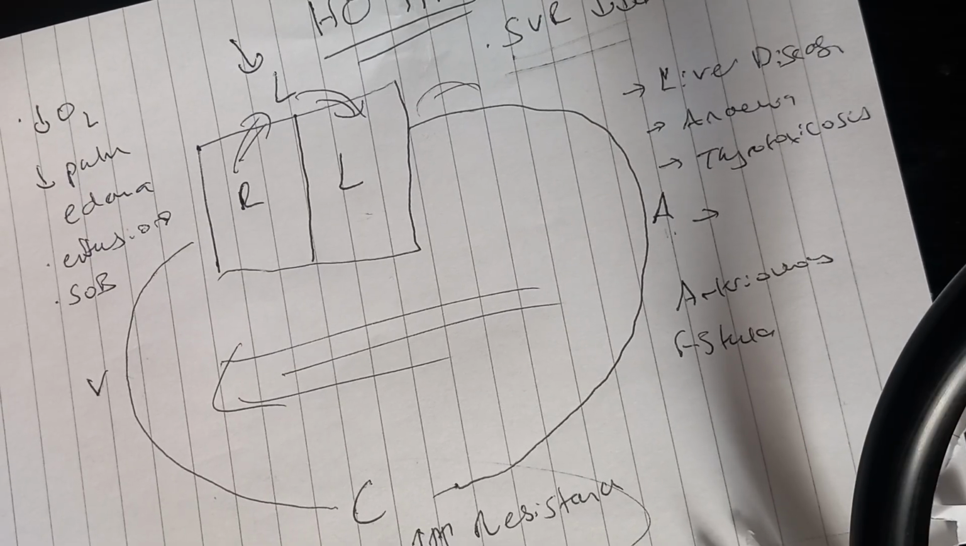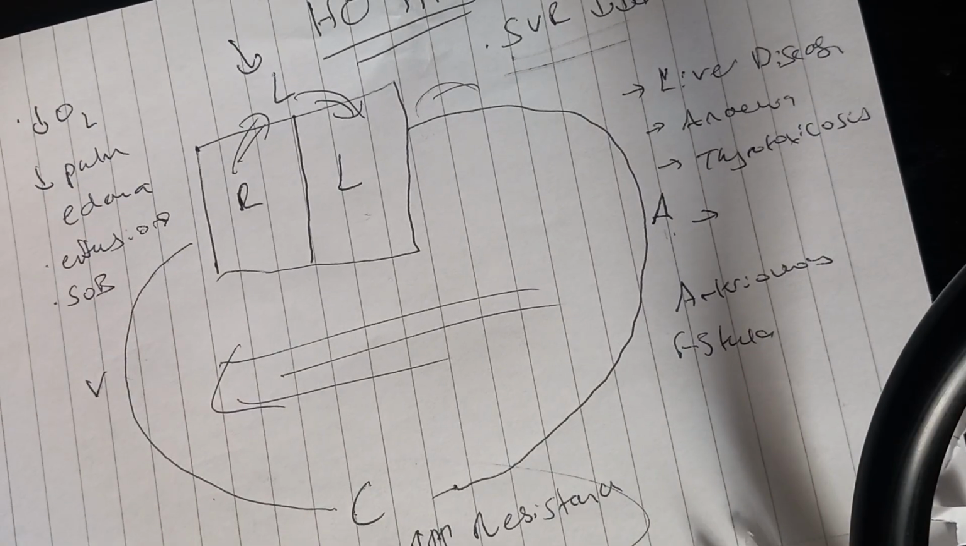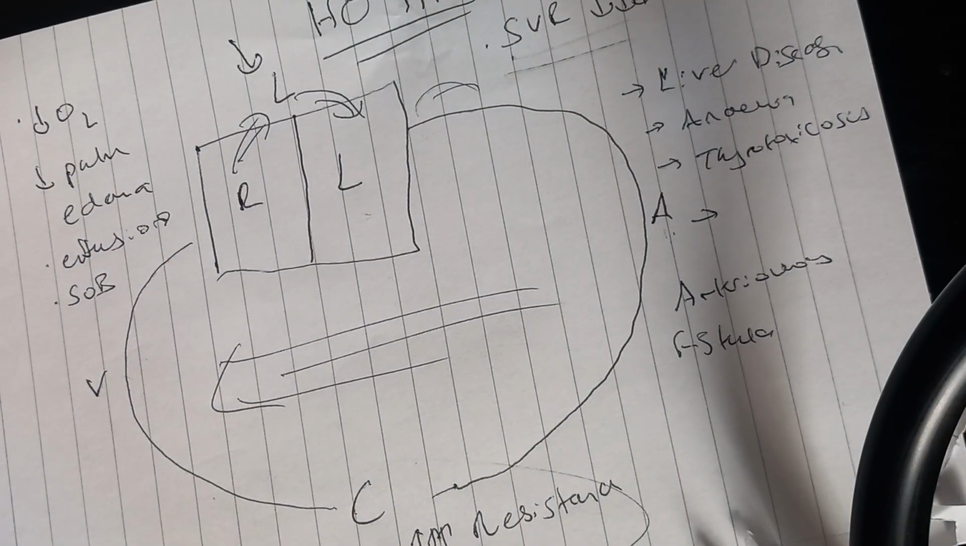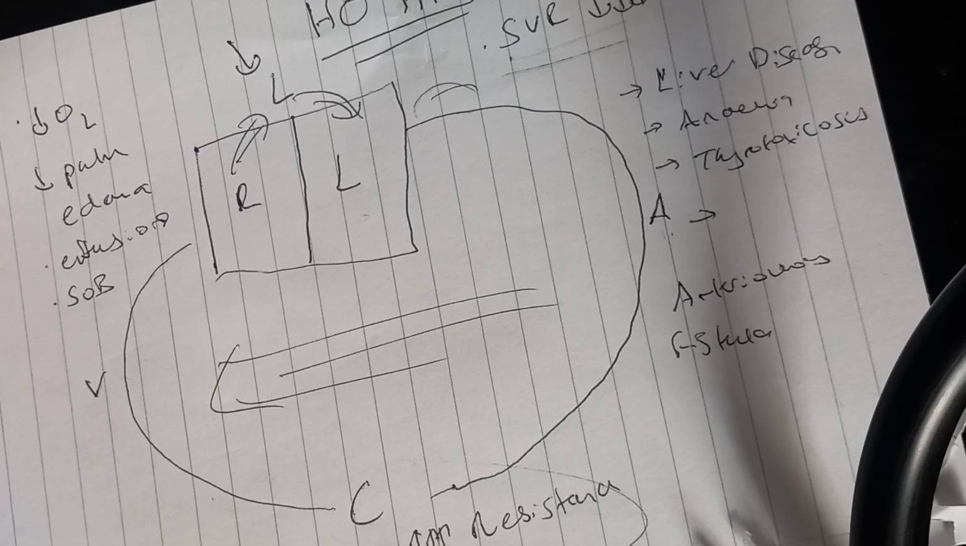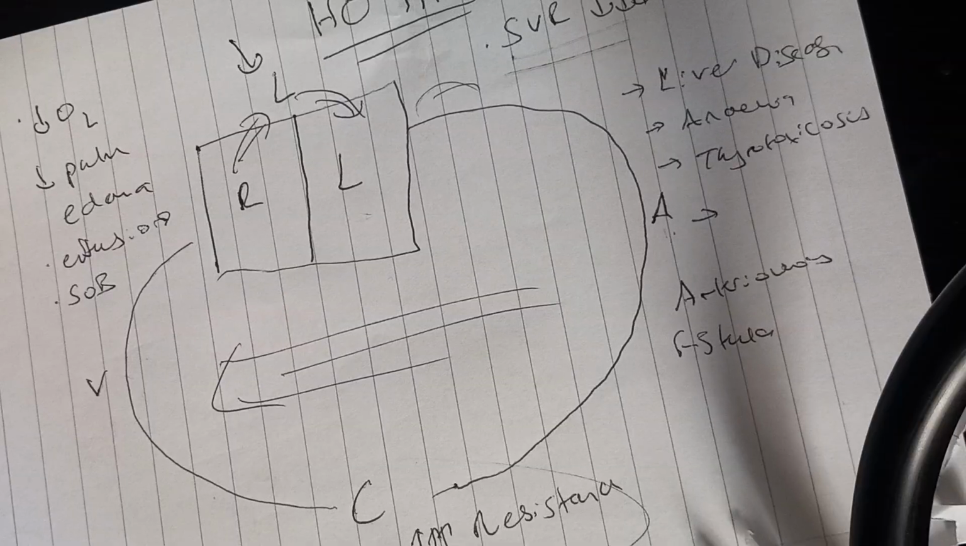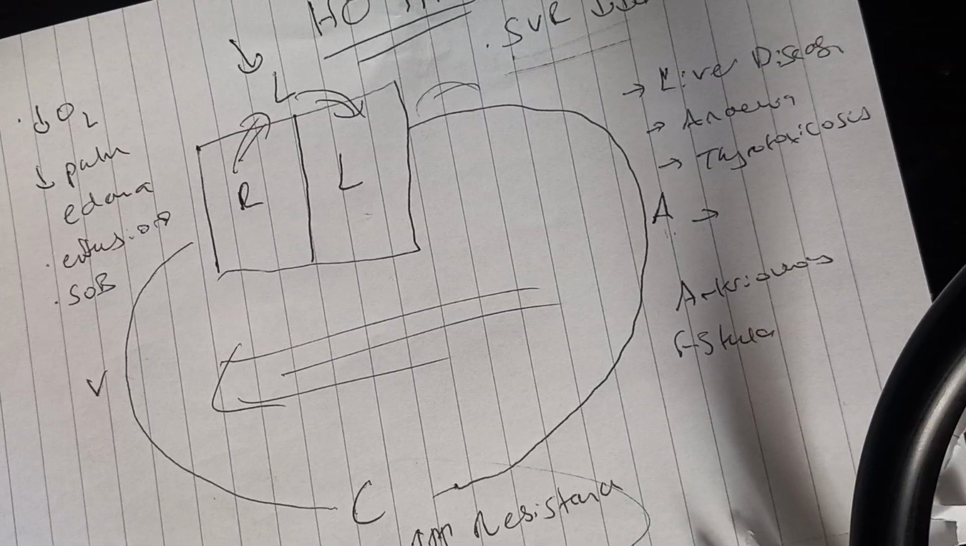Well, you just got to treat the underlying cause. So if it's anemia, you treat the anemia. If you've got thyrotoxicosis, you treat that with the usual medications. So you can get beta blockade and treat the underlying cause of the thyrotoxicosis with antithyroid medicines.